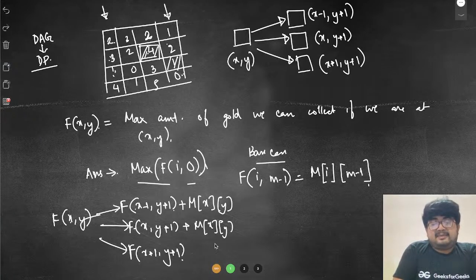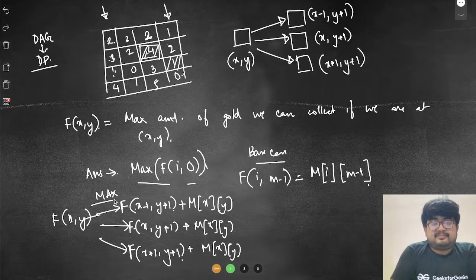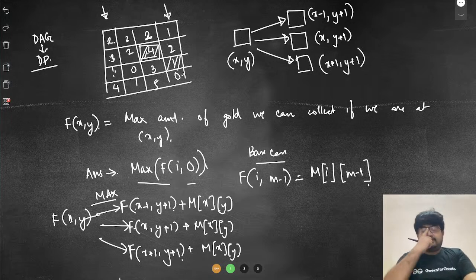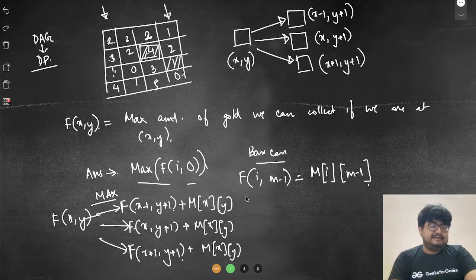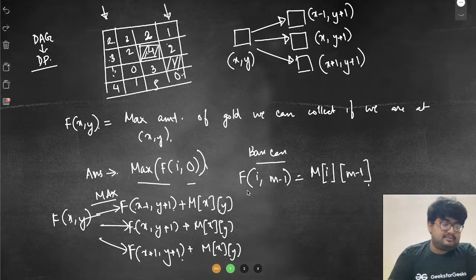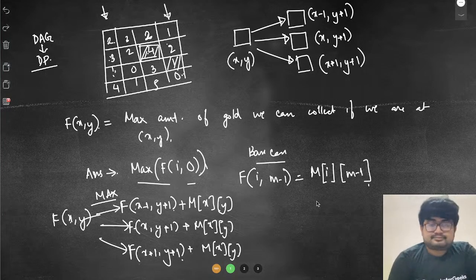So this is the maximum amount of gold you can collect. You want the maximum out of these. So this is the recursion and this is the base case. Does this now make sense, Ron? Let me know if it makes sense.